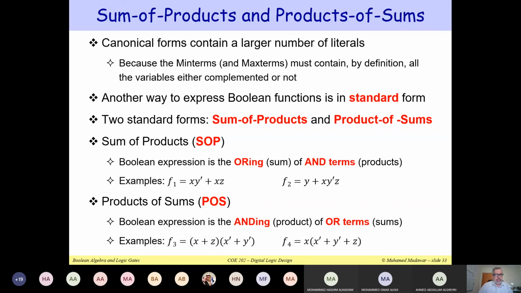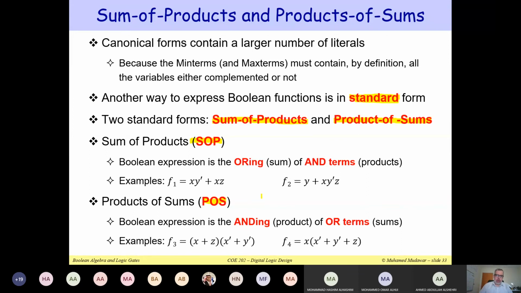So there is another way to express Boolean functions, and this is called the standard form. Let me use my highlighter. It's not the canonical form, it's called the standard form. Remember these words because these are keywords. There are two standard forms: sum of products, or SOP, and product of sums, which is called POS.